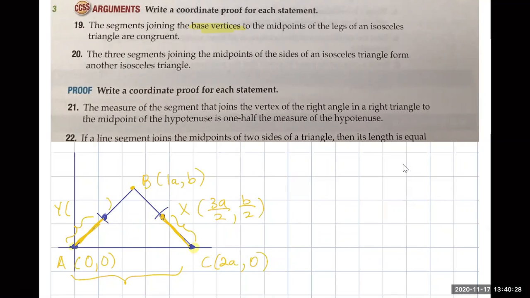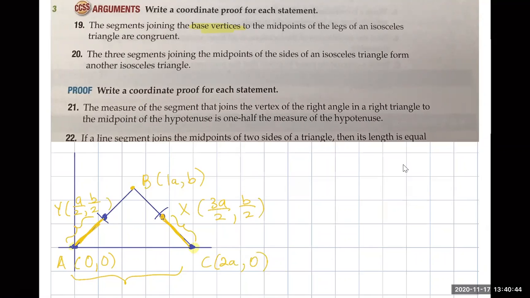And then for the coordinate I called Y, you would add A and 0, and divide by 2, and then B and 0 and divide by 2. So we have A over 2, B over 2.